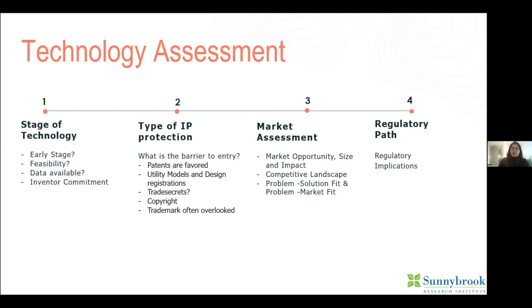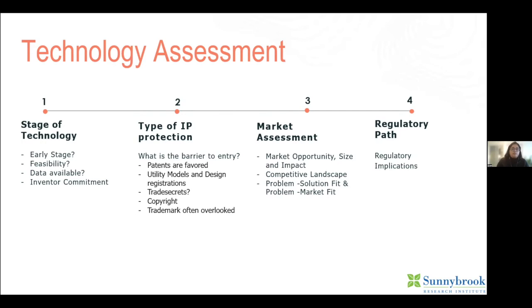The next part, which is perhaps the more time-consuming part, is the market assessment and what the regulatory pathway looks like. We don't usually put in a lot of effort if this technology is at an early stage to think about the regulatory part. But definitely looking at the market assessment is advisable. So we are looking at what is the market opportunity for this particular product, who would perhaps be the early adopters of this technology? What does the competitive landscape look like? Is it something that would be easy to replace or not?